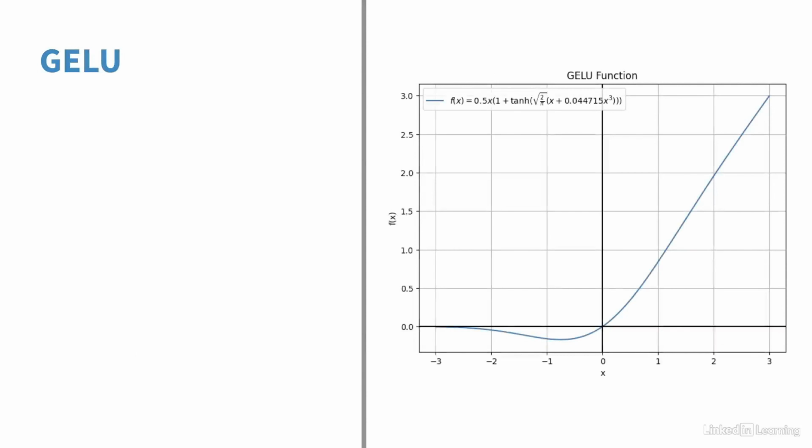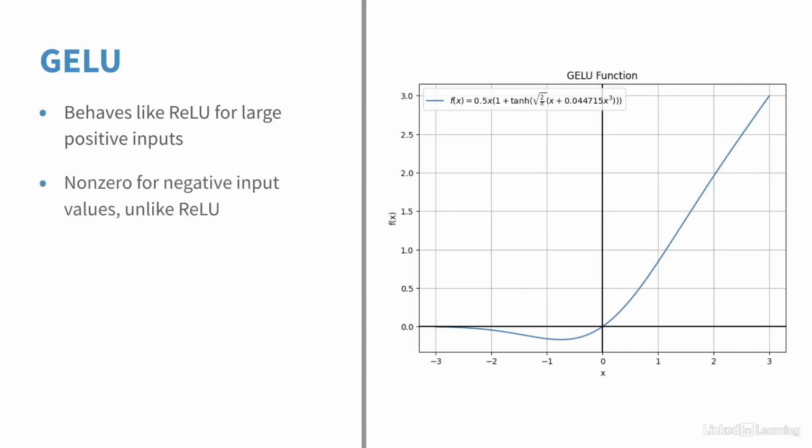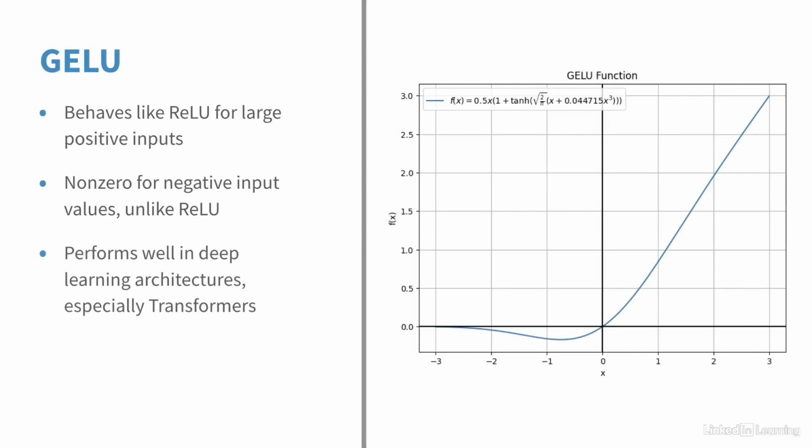Next, we have the GELU, or Gaussian error linear unit. So GELU is a smooth differentiable activation function that's inspired by the Gaussian error function. It behaves similarly to the ReLU function for large positive input values, but unlike ReLU, it's non-zero for negative input values. GELU has performed well in deep learning architectures, particularly in the context of transformer-based models.